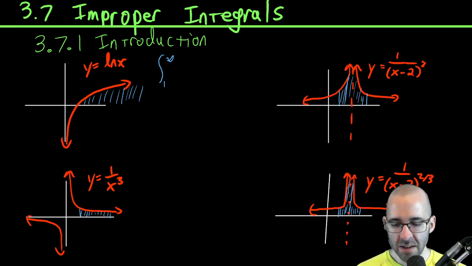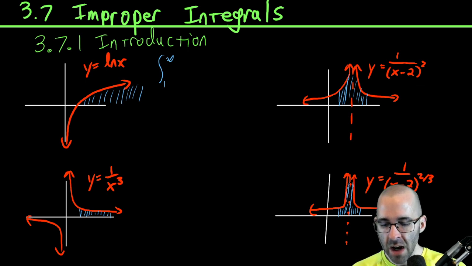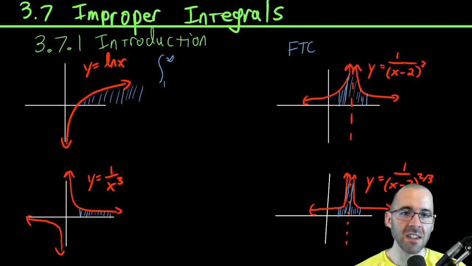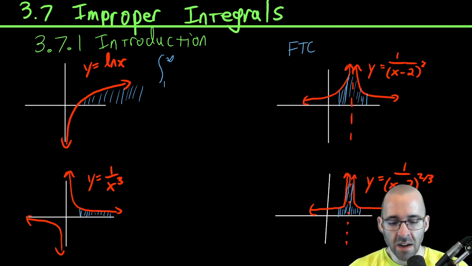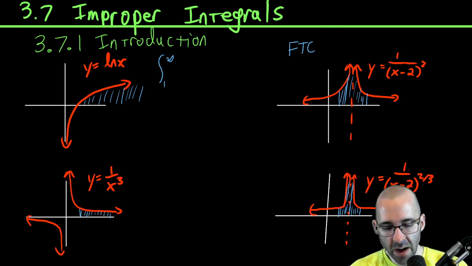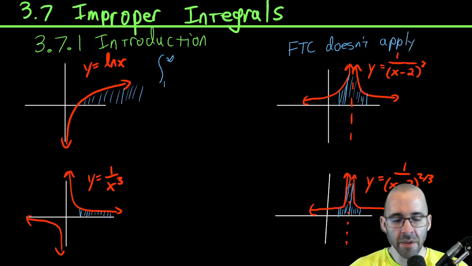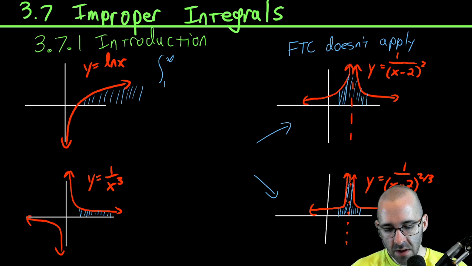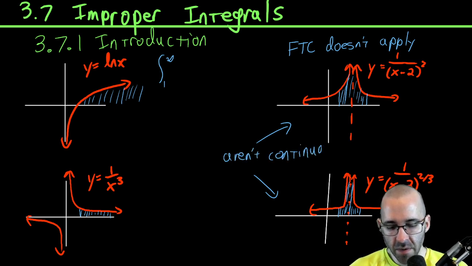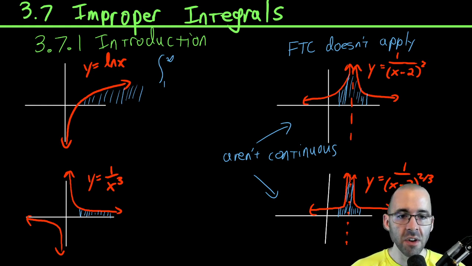And they're improper because of a few things. So the ones on the right, FTC doesn't apply. Actually, the FTC doesn't apply on both of these. That's why they are going to be improper. Now, why doesn't the fundamental theorem of calculus apply here? Well, these two, they aren't continuous. Fundamental theorem of calculus is only for continuous pieces. We'll talk about how to deal with that.